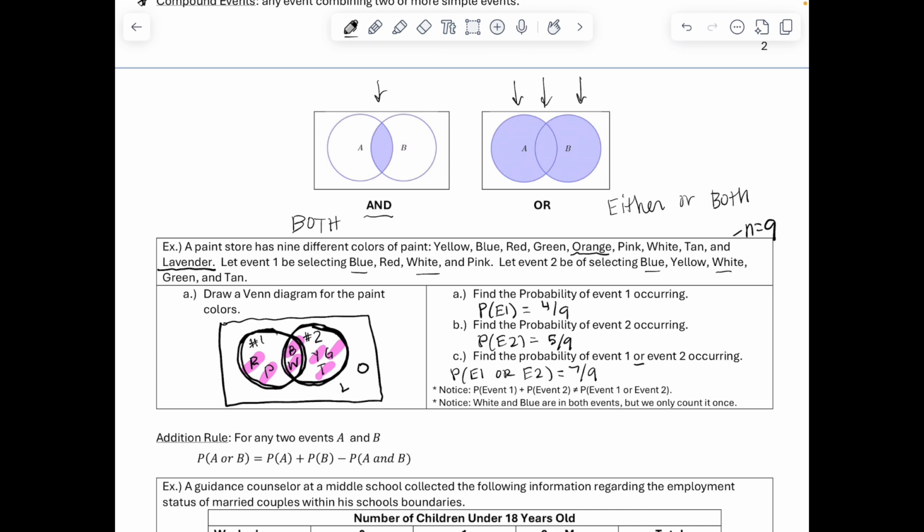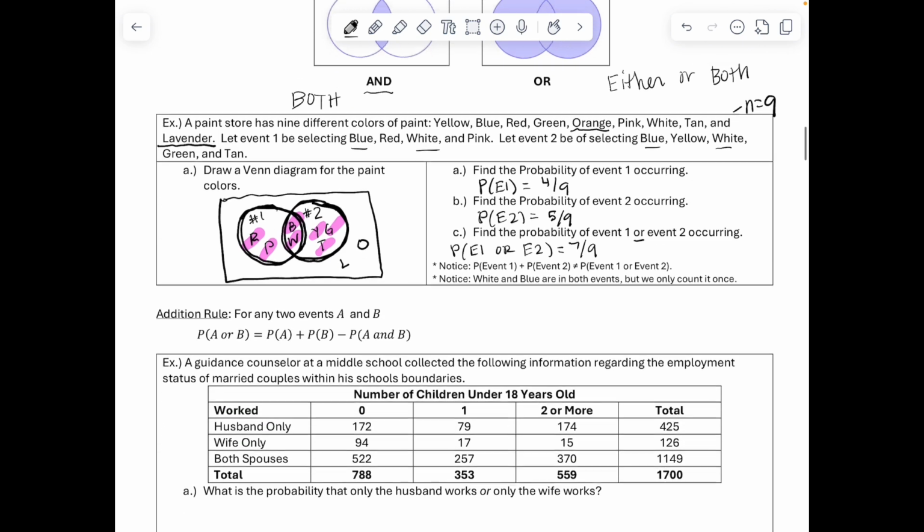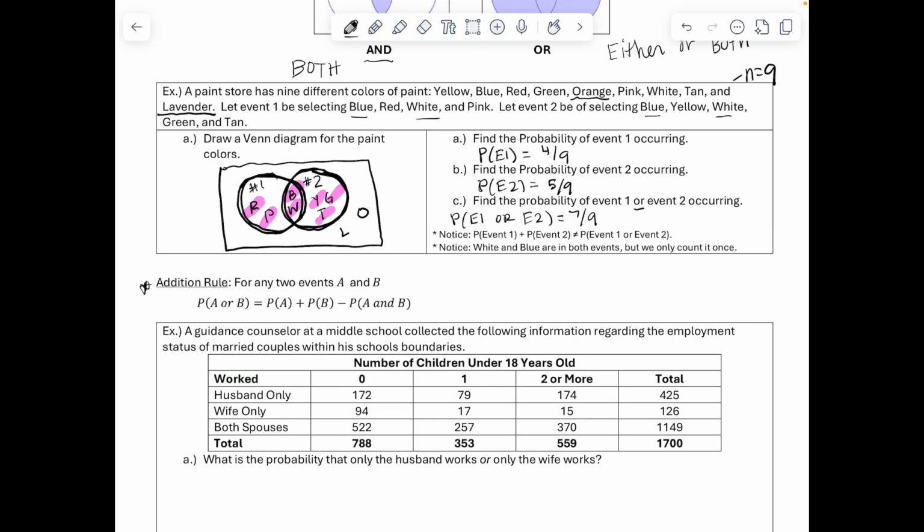And it says down at the bottom, notice that probability of event 1 plus probability of event 2 does not equal the probability of event 1 or event 2. Notice that white and blue are in both events, but we only count them once, so make sure not to double count those values. So what we just demonstrated right above is the addition rule. And this says for any 2 events, A and B, the probability of A or B is equal to the probability of event A plus the probability of event B minus the probability of A and B. So we don't double count the part that's inside the middle, that blue and that white.